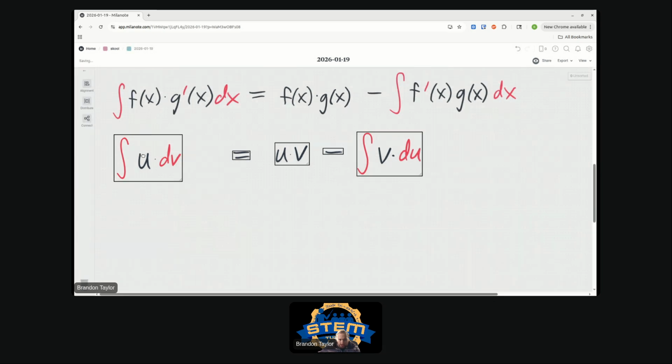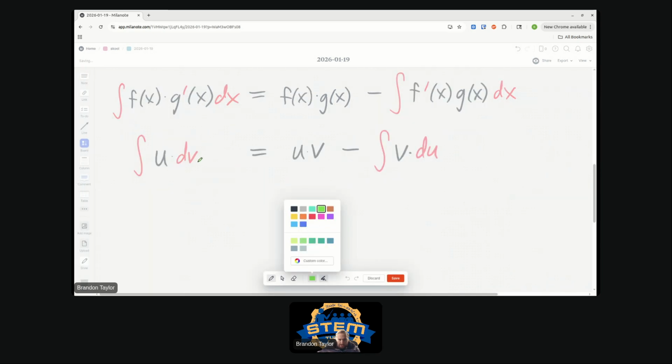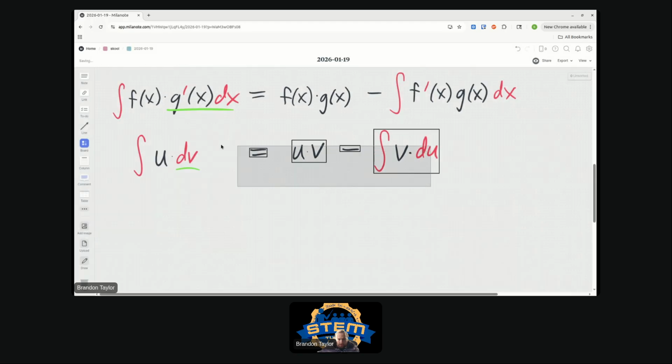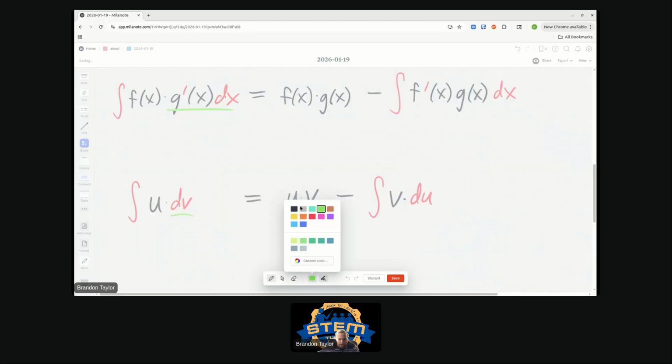Now, why would this make sense? Basically, the way to think about it is that dv is g prime of x. And actually, to combine this, let me do an intermediate step that will probably make more sense.